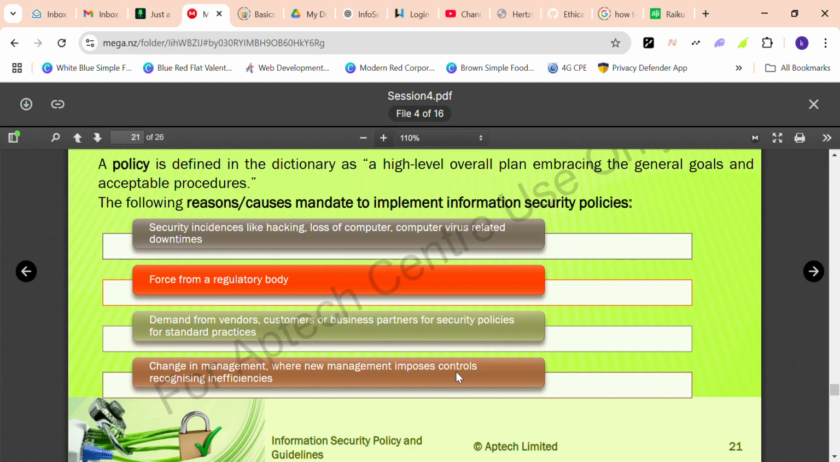Now, another one is change in management, where new management imposes control, recognizing the inefficiency. Maybe there is a change in government or management, and you see that the old policy is not working and it is inefficient. You need to enforce it, or we can change the policy. Also, maybe the old format or the traditional method is not working again. That's when this will come into place. Are you with me? Thank you.